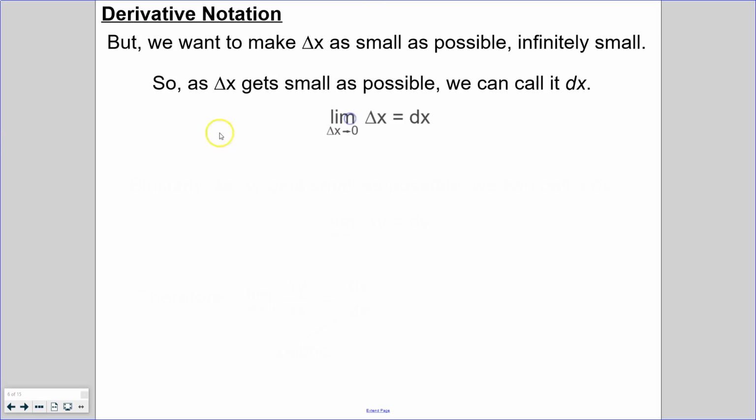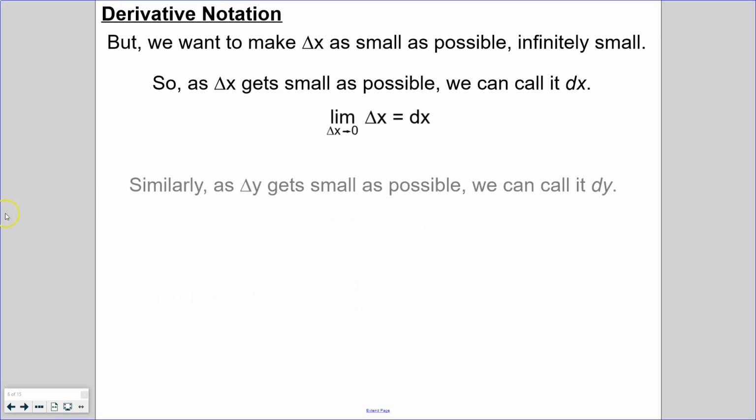So that means we can come in here, we can take the limit as delta x approaches 0. So again, as delta x gets smaller and smaller and smaller, we will call this incredibly small value that's so close to 0 dx. And then we can do a similar thing. We know that we want delta y to be as small as possible. Again, epsilon delta. And when we get this delta y to be as small as possible, we will call it dy. So again, if we look at the limit, we want to get delta y to be so infinitesimally small.